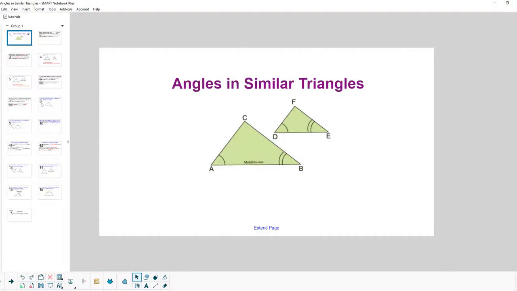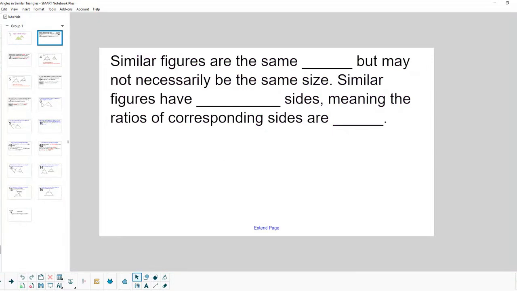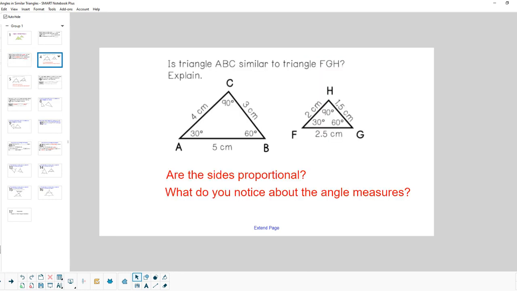All right, in today's video, we're talking about angles in similar triangles. Well, we have learned before that similar figures are the same shape, but may not necessarily be the same size. Similar figures have proportional sides, meaning the ratios of corresponding sides are equal. So a bigger triangle might be twice as big or 1.5 times bigger than a smaller similar triangle, but each side shares that same proportional difference.